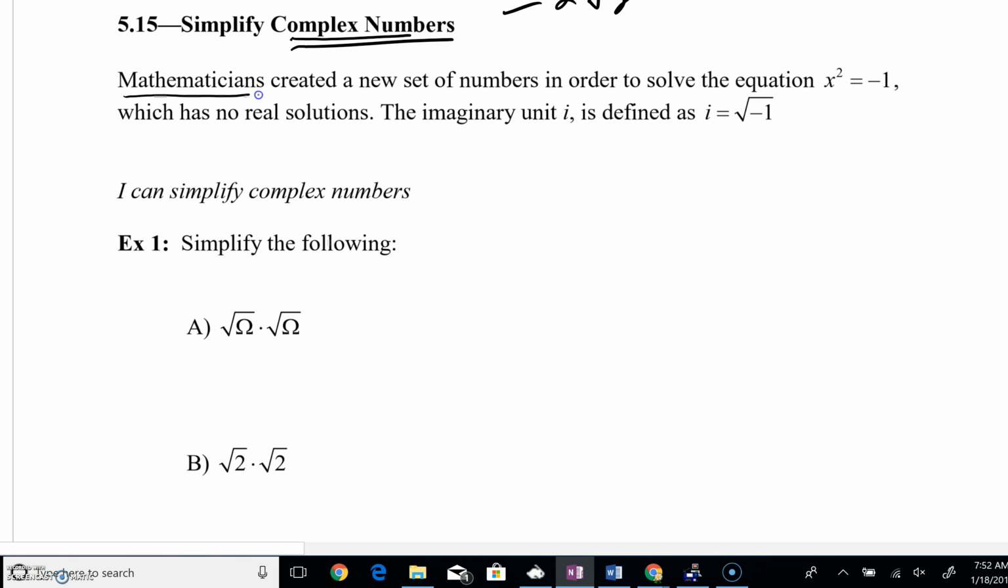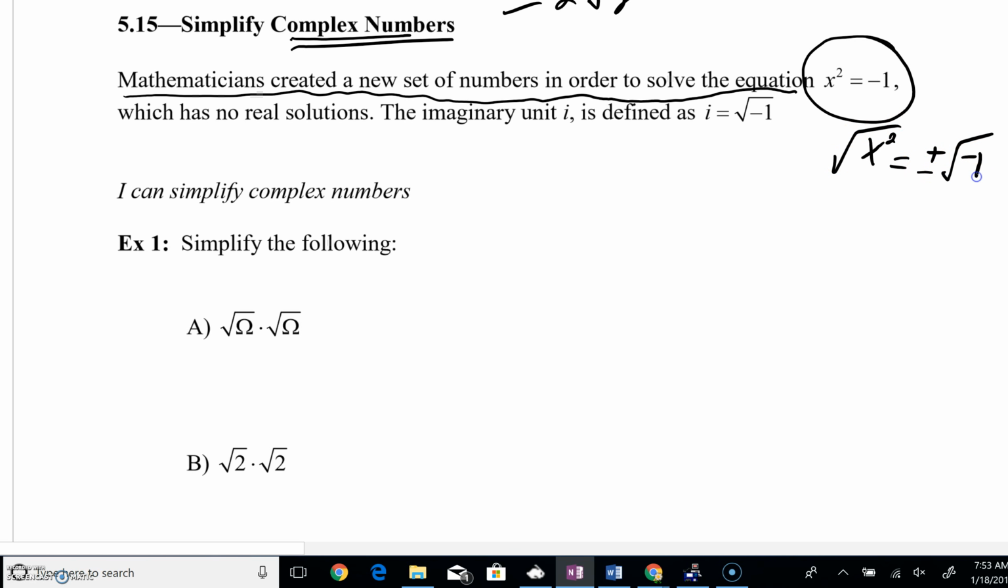Let's read this together. Mathematicians created a new set of numbers to solve x squared equals negative 1. Guys, if you were to solve x squared equals negative 1, kids would say, well, from the last couple of days, we'd take a square root, and there'd be 2 square roots. But what have we been saying when we'd see the square root of something negative, like the square root of negative 1? No real numbers. And that is true. There is no real number for which that times itself would be negative 1.